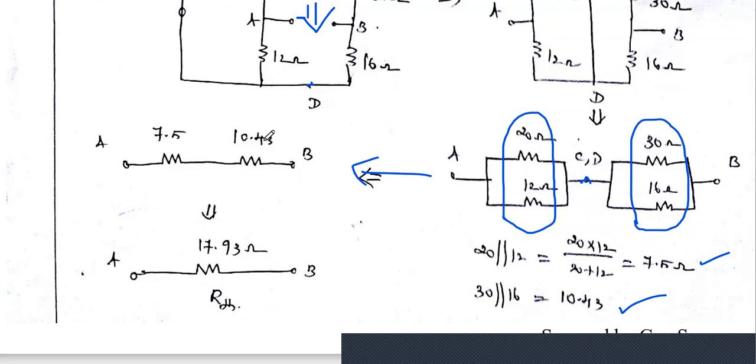So now you see this 7.5 and 10.43, how is it connected? Series. So the series combination of these two resistances, you just add. So across the terminals A and B, the resistance value is calculated as 17.93. So the 17.93 is RTH. So the third step we calculated.